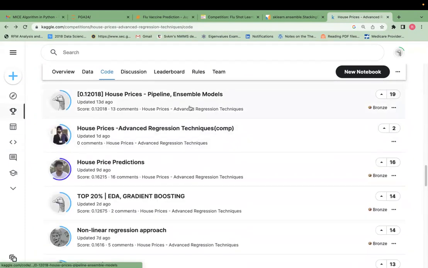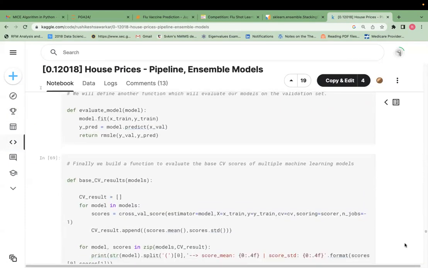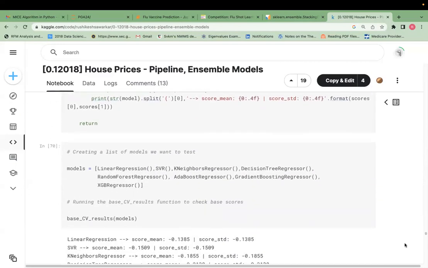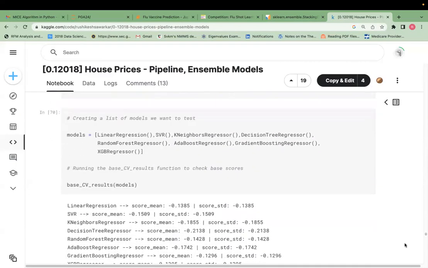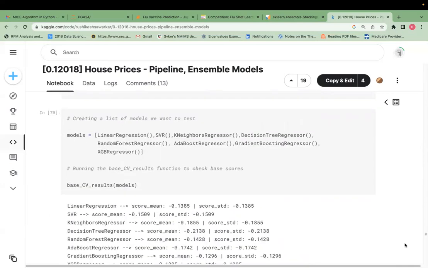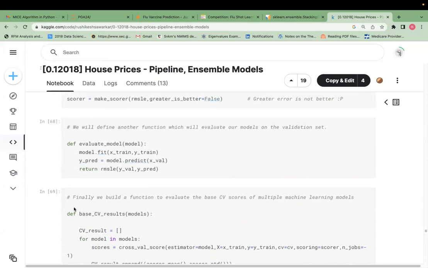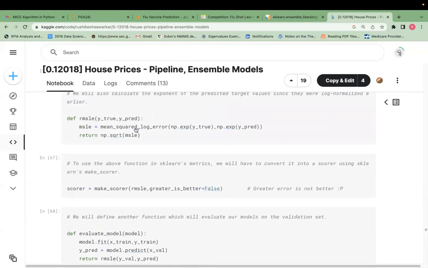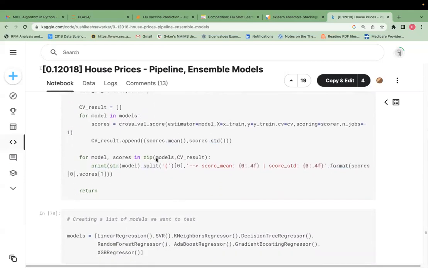Pipeline ensemble models. So he created a function to evaluate the model. He created a function for base CV result, and he listed all the models. See, linear regression, SVR, all these things, and then he ran all the models. So if you see here, he created a function, evaluate model: model.fit on x train, y train, model.predict on x value, and returns an RMSLE, the root mean square log error. For that also, he has created a function, with y true and y predict, right? He created a base result, CV1, and he ran all the models.